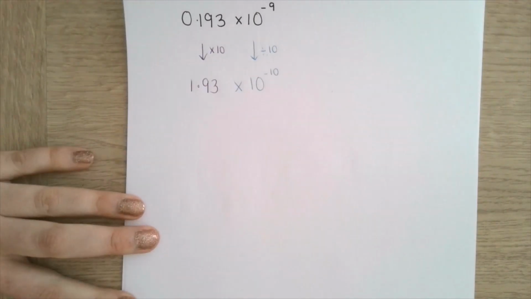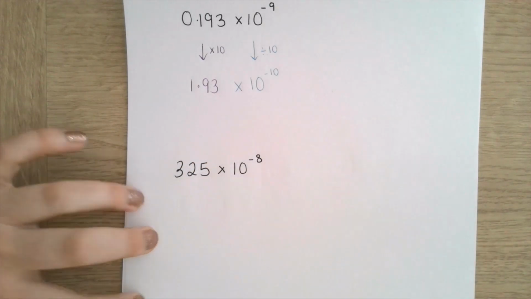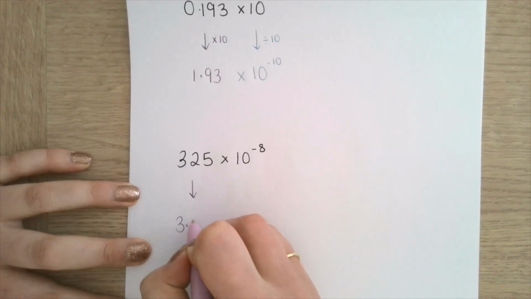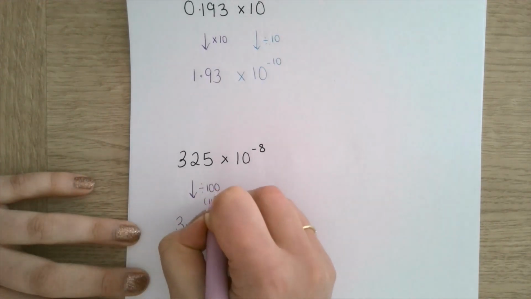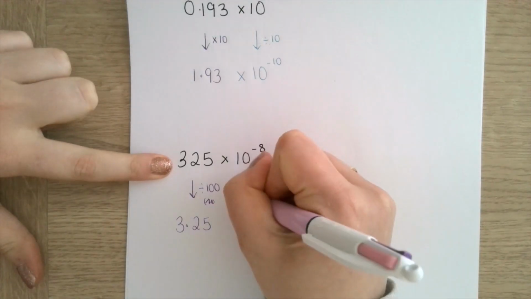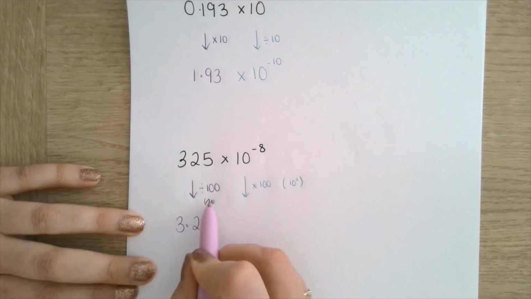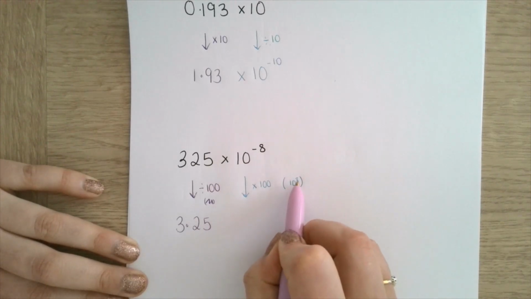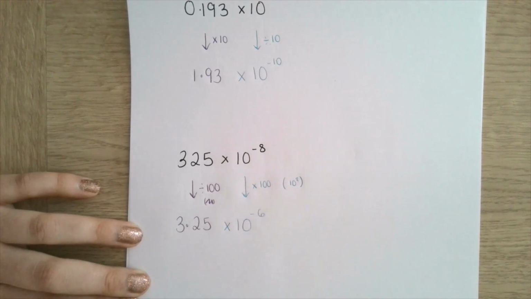One final example on this, 325 times 10 to the power of negative 8. So to make this a number between 1 and 10, I would like to make it 3.25. So I have divided it by 100, which remember is 10 squared. And because I've divided this number by 100, I'm going to have to multiply by 100 here. Remember, that's 10 squared, which is what I was about to say here, but it makes a little bit more sense to write it here. That's 10 squared, and because I've multiplied by 10 squared, I'm going to have to add on that power of 2. So this is going to become times 10 to the power of negative 6.